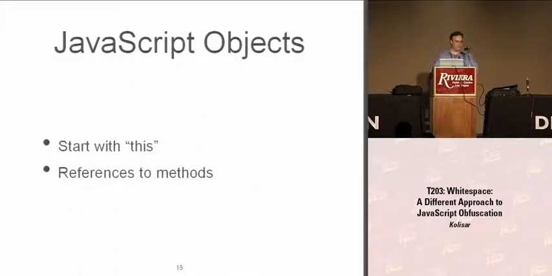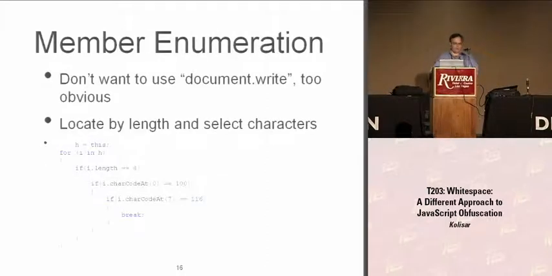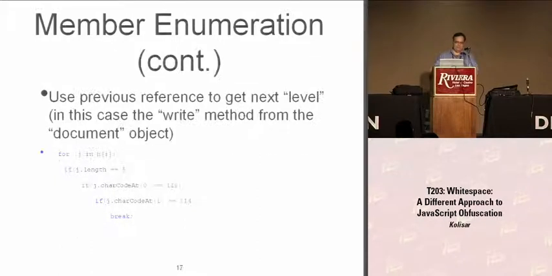So in this approach, we start with, of course, the this object. We iterate through and enumerate the methods. In this case, I'm looking first for the document, and the way I go through this is we know in the this object there are a limited number of objects that are 8 characters, and there's only one that has a D as the first character and a T as the last. That gives me a reference to the document object. From the document object, I go for the write method using the same method.